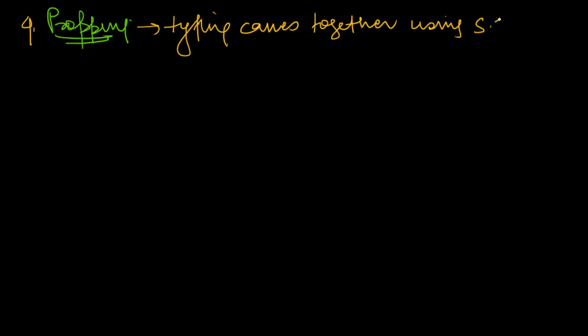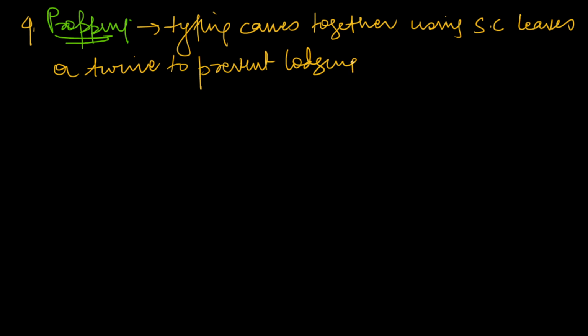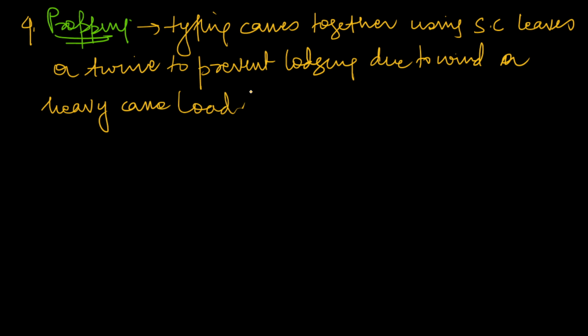So what is propping? Propping involves tying canes together, using sugarcane leaves or twine, to prevent lodging due to wind or heavy cane loads.